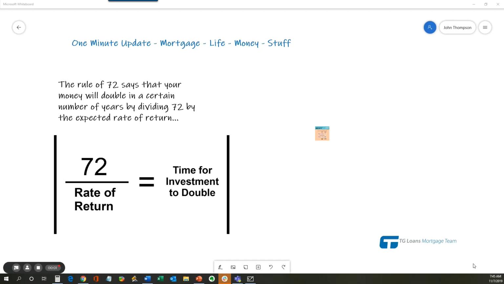Hi there, it's John with our 1 minute update for today with a quick little lesson on what's called the rule of 72. The rule of 72 says that your money will double in a certain number of years by dividing 72 by the expected rate of return, as this very simple little chart shows.